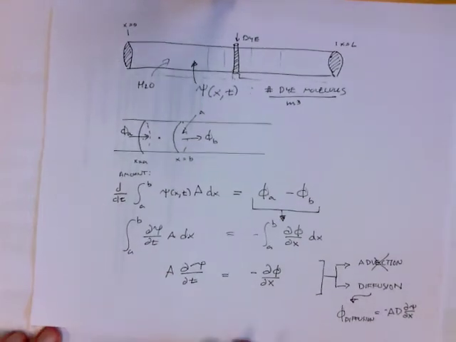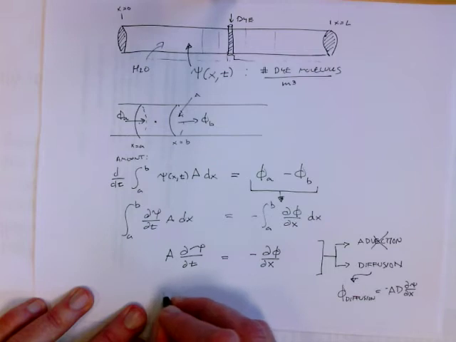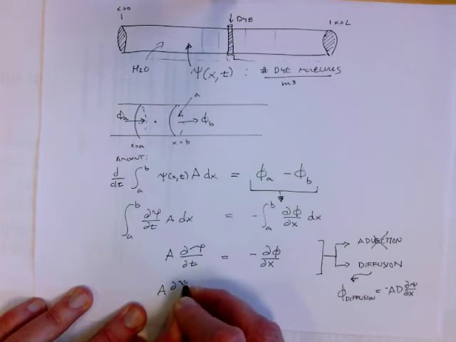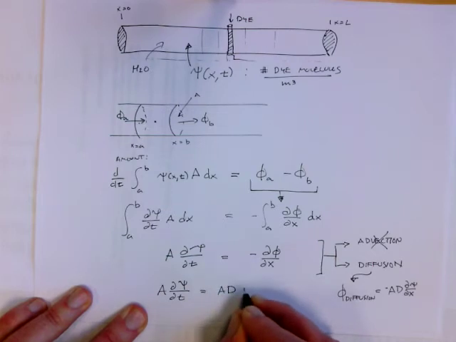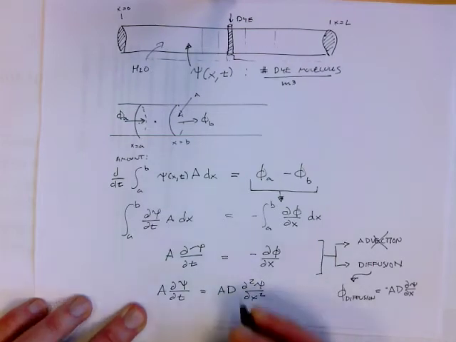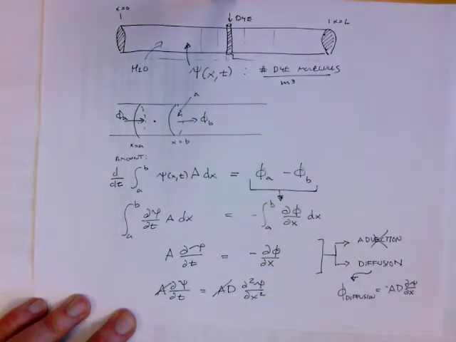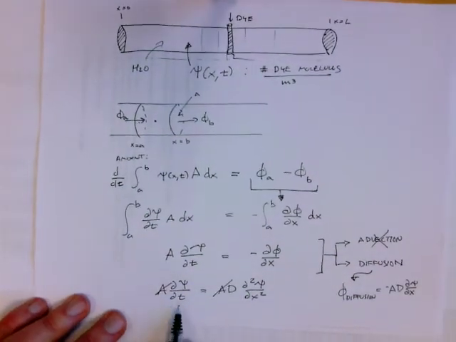So if I actually go ahead and plug that in, I'm going to get a times the partial of psi with respect to time is equal to a times d times the second partial derivative of psi with respect to position squared. Of course, I can cancel out the a's here, and I get my equation that the partial of psi with respect to time is a diffusion constant times the second derivative of psi with respect to position.